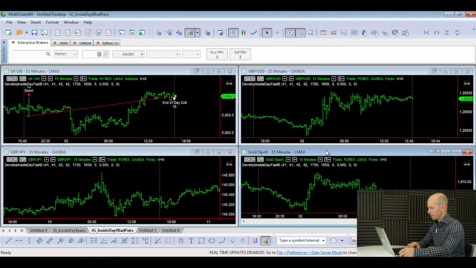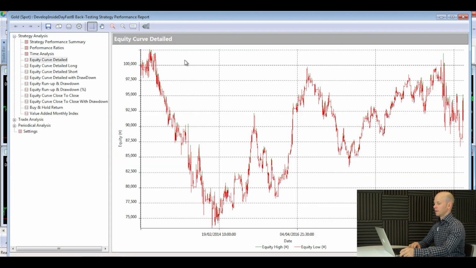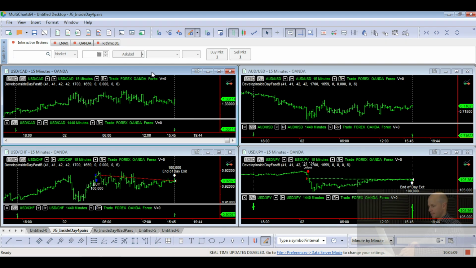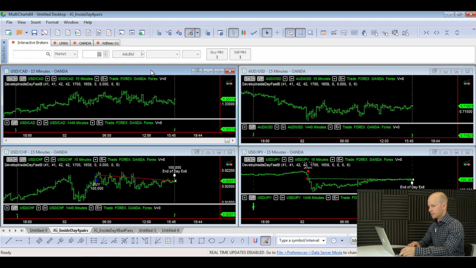And the last one is looking at spot gold, and again, look, massive down period, recovered a little bit, down again, recovered, and ended up below 100,000. So 4 quite different markets there, and as far as I'm concerned, I wouldn't be using this particular strategy on any of these markets. So we've got another 4 Forex pairs here we're going to look at. First off, let's look at US dollar versus Canadian dollar.